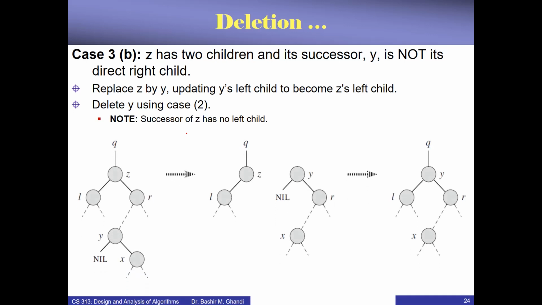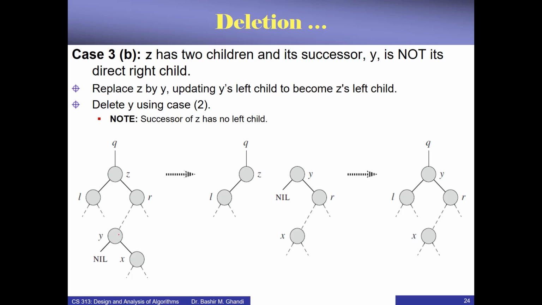Yeah, so let's see diagrammatically what this means. We want to delete Z, and the successor of Z is not the immediate right child because there is a left subtree, so we have to keep going to the left until you find a node that has no left. That is the successor. So Y is the successor of Z.